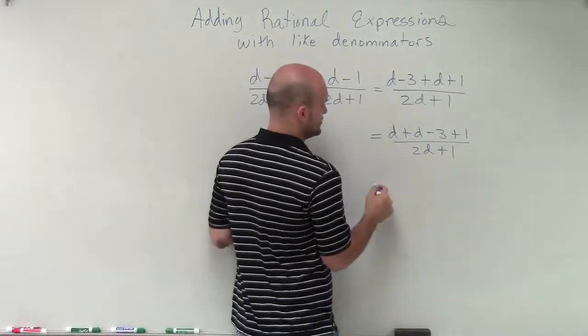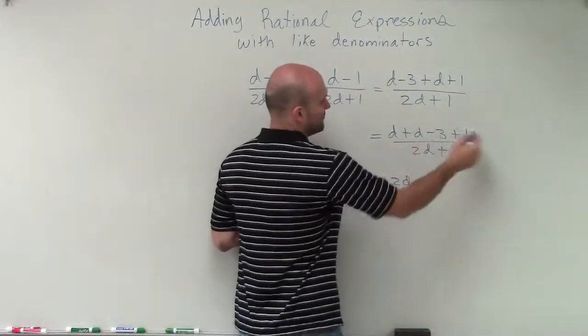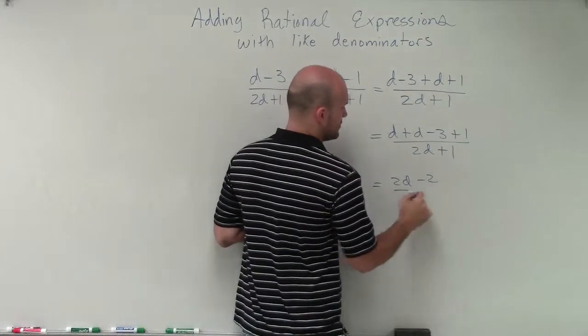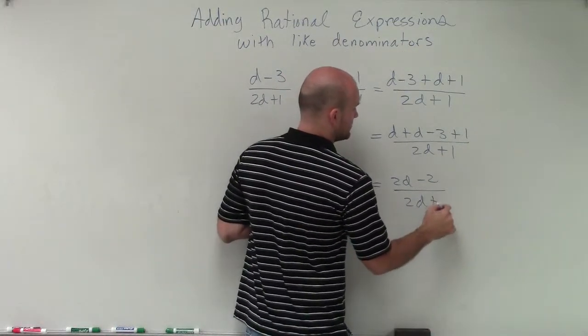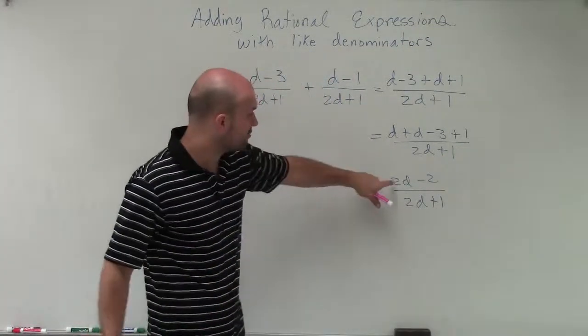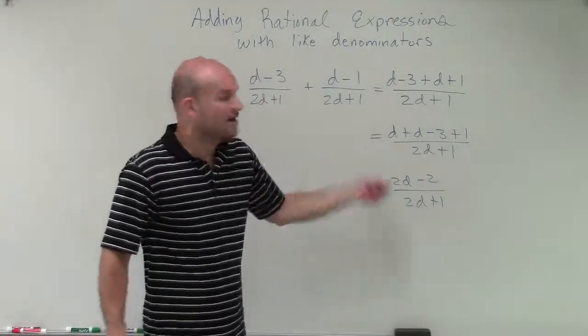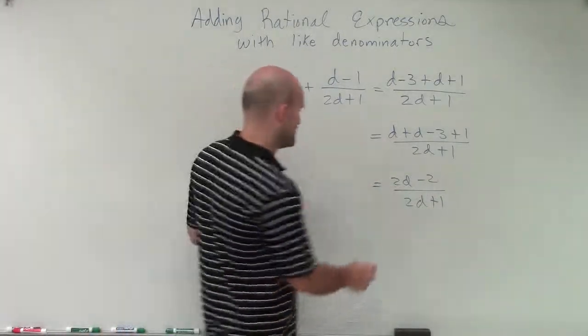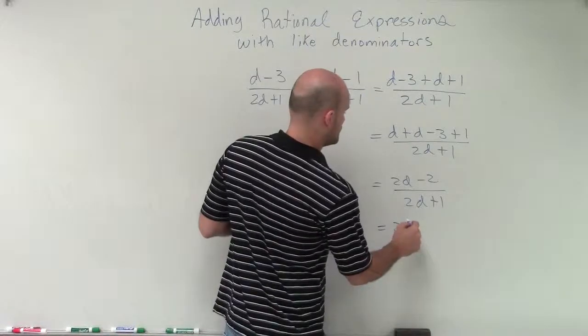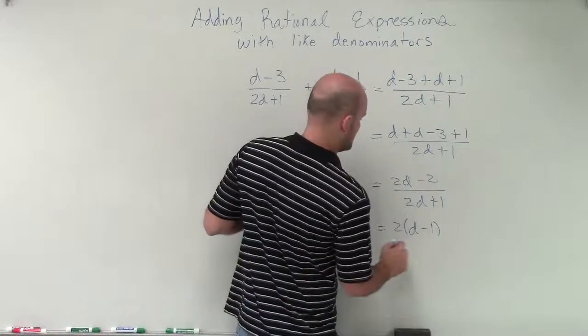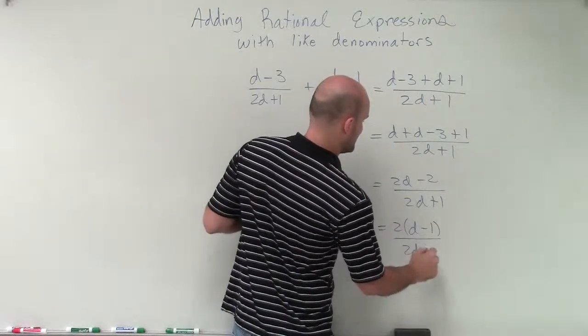Well, d plus d is 2d. Negative 3 plus 1 is negative 2, over 2d plus 1. Then I notice both of these terms in my numerator have a 2, so I can factor out that 2: 2 times (d − 1) divided by (2d + 1).